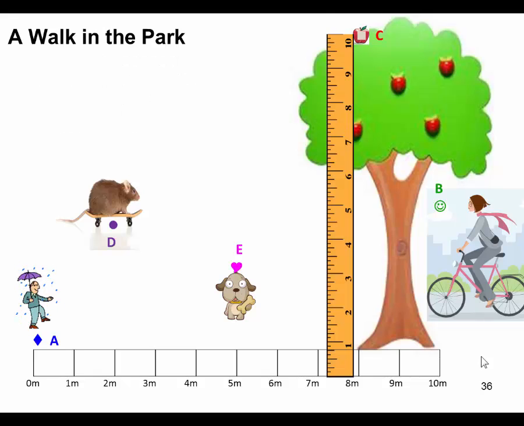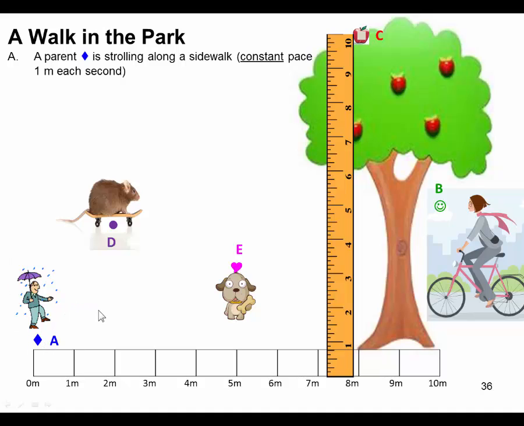So let's take a look at our little family. First of all, we have the father strolling along the sidewalk. And it says we're moving at a constant pace of 1 meter each second. And so here he is down at the bottom here. And we've actually drawn his first point in here. And I will label that with a time 0 just so we can keep track of which point is which.